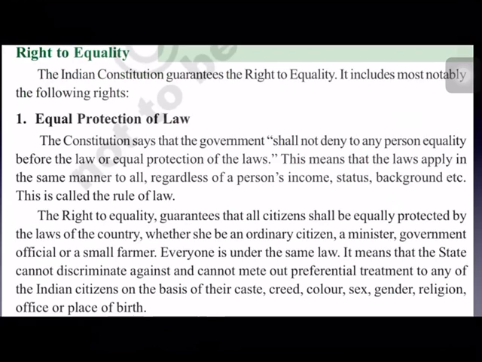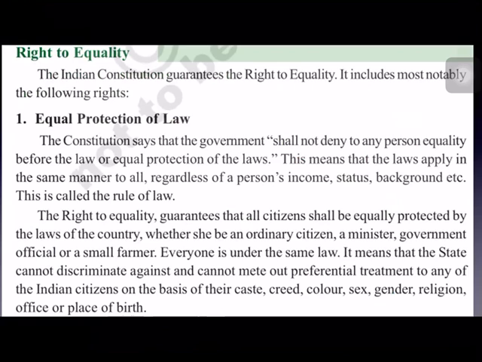Same laws apply to all the people and same laws are followed by all the people. And this right to equality guarantees that all the citizens must be equally protected by the judiciary or by the laws of the country, whether he or she is an ordinary citizen or a minister or a president or the government official or a small farmer. From a small farmer to the president, all are equal before law. And this is called as rule of law.